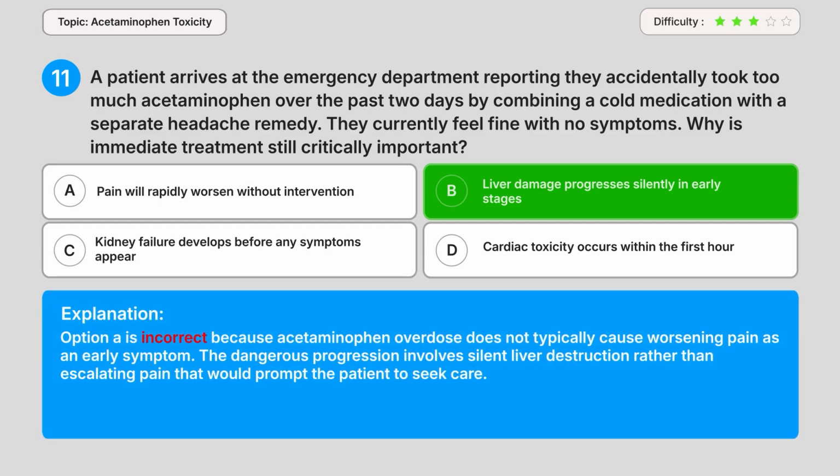Option A is incorrect because acetaminophen overdose does not typically cause worsening pain as an early symptom. The dangerous progression involves silent liver destruction rather than escalating pain that would prompt the patient to seek care.